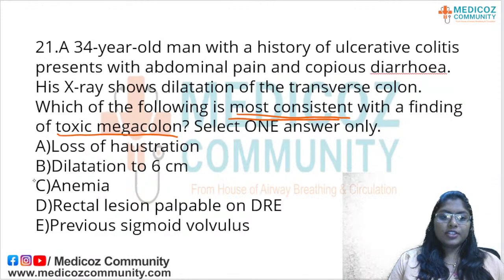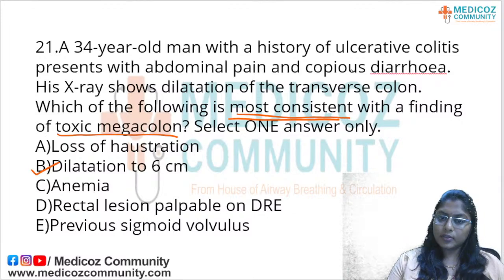Yes, dilatation to 6 centimeters. Loss of haustration is also there, but there are other conditions also in which we will see loss of haustrations. Ulcerative colitis is associated with anemia. Rectal lesion palpable on direct rectal examination will also be there, because in ulcerative colitis there will definitely be involvement of the rectum. And the other features, mucosal, submucosal inflammation, continuous inflammation, previous sigmoid volvulus can also be a part of the ulcerative colitis spectrum.